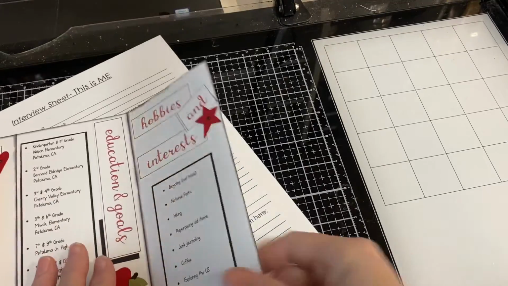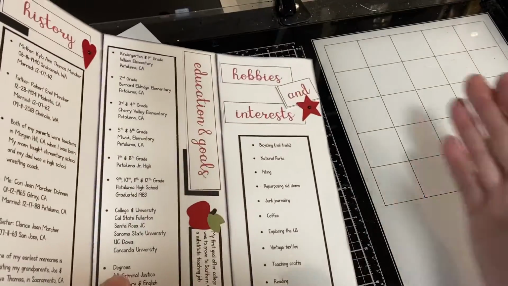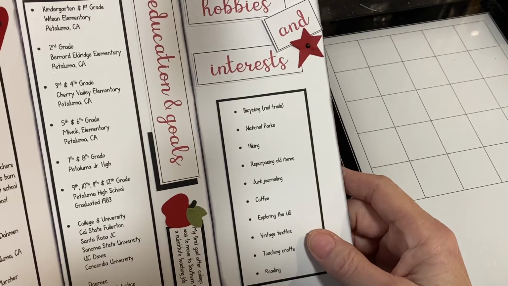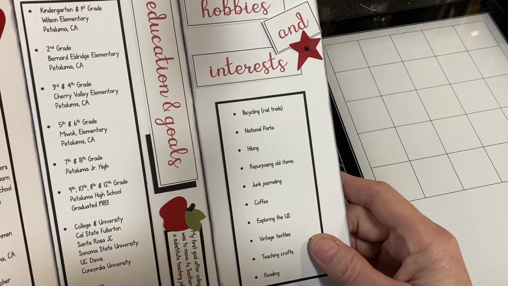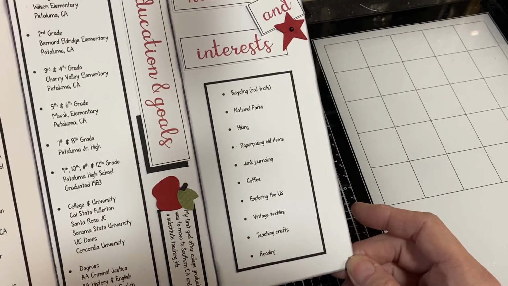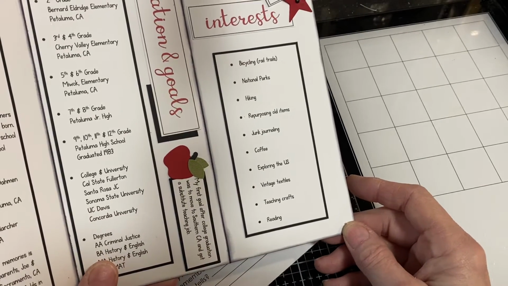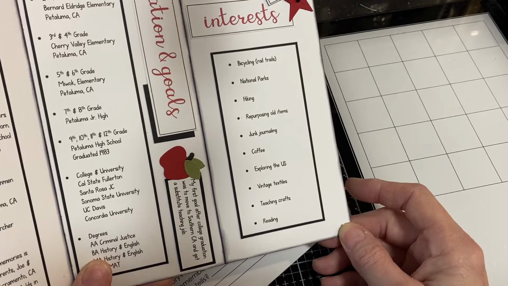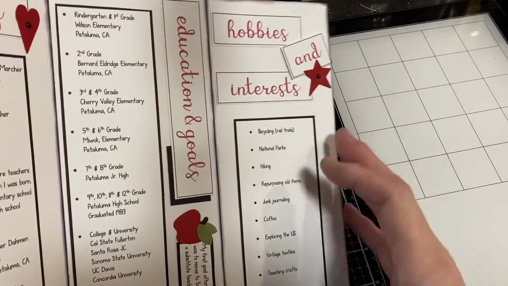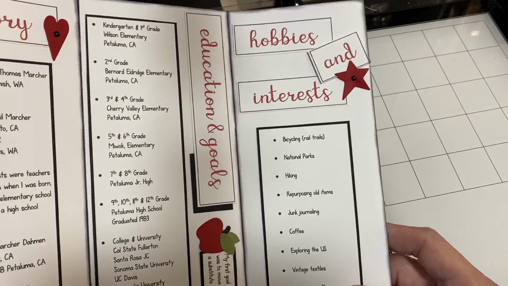So for example, on mine, my hobbies and interests. This is, again, my final copy because I've done all those other pieces and then I put it together. And my hobbies and interests are bicycling, but I like rail trails as opposed to riding on the road or street riding. I like to go to national parks. I enjoy hiking, repurposing old items, junk journaling, coffee, exploring the U.S., vintage textiles, like I like old lace and old linen. That's what I mean by that. I enjoy teaching other people how to do certain crafts, and I love to read. So those are my hobbies and interests. Those are the things that really kind of define me as a person and the things that I enjoy doing.